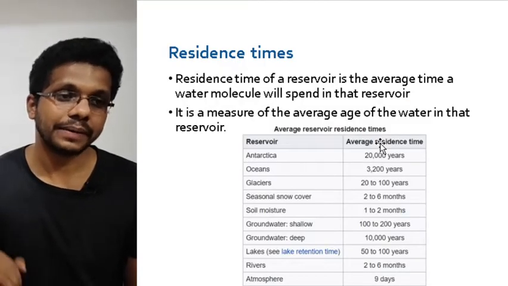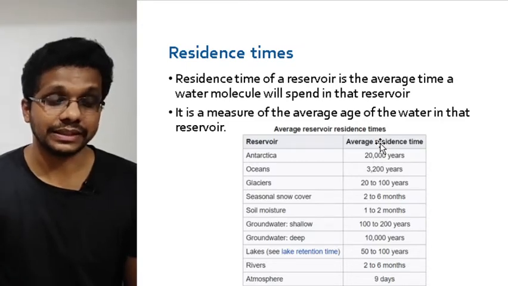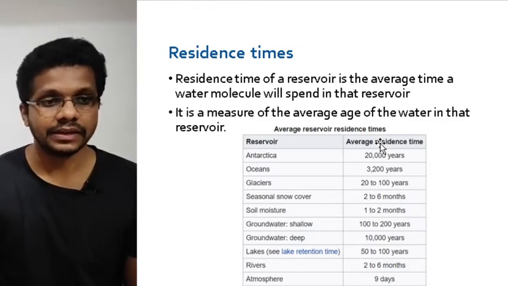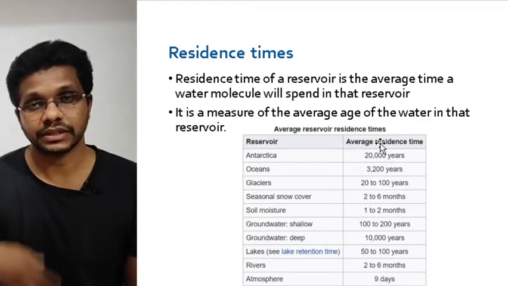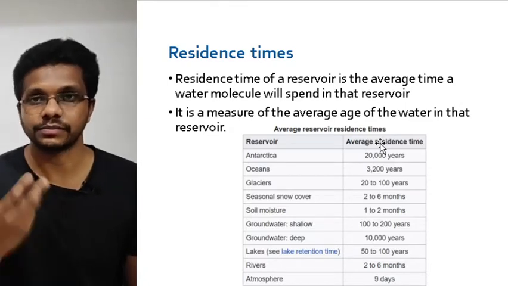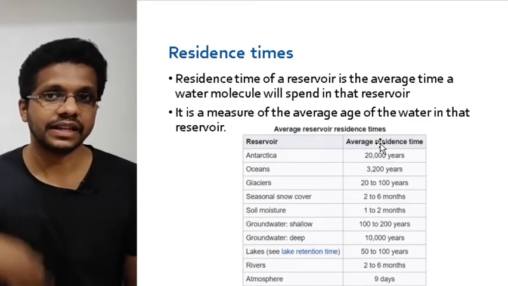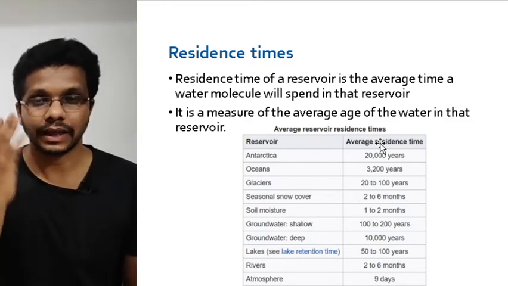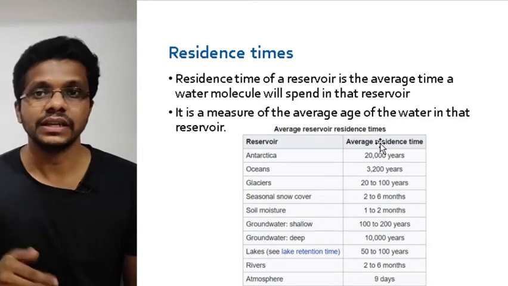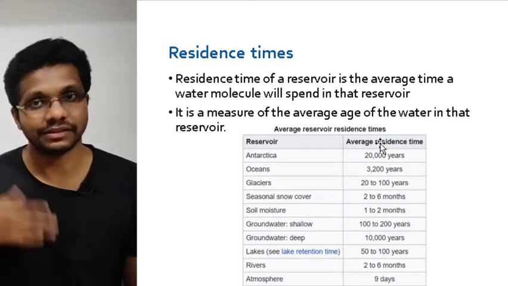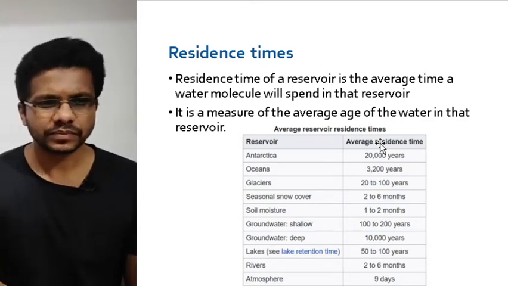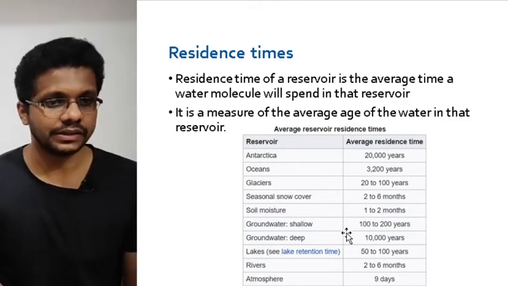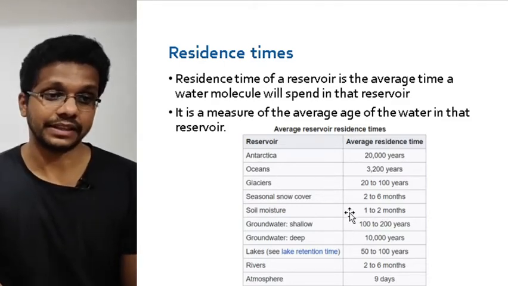And one important parameter in the water cycle is residence time. Residence time is the measure of how much time a water molecule spends in a particular reservoir. We can say that the ocean is a reservoir of water, the atmosphere is a reservoir of water, the groundwater is a reservoir of water, the river is a reservoir. So the table shows the average residence time in different reservoirs.